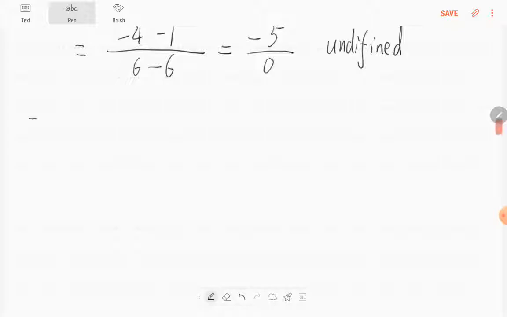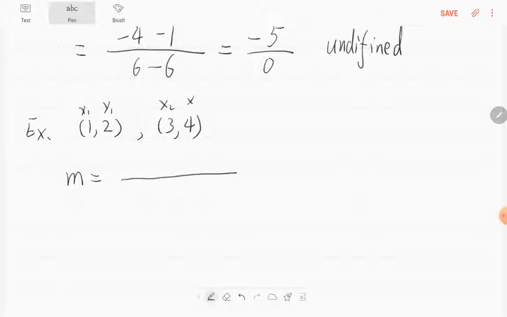So if we have another example, we have points (0, 2) and (3, 4) on the line. So what is the slope? If this is x1, y1, this is x2, y2, then it's y2, 4 minus 2, over x2 minus x1, 3 minus 0. If y2 is first, then x2 must be first. Okay, so this will be 2 over 3. So the slope is 2/3.